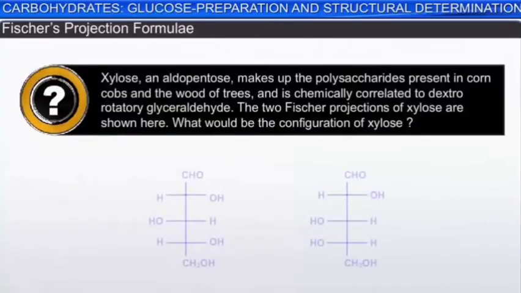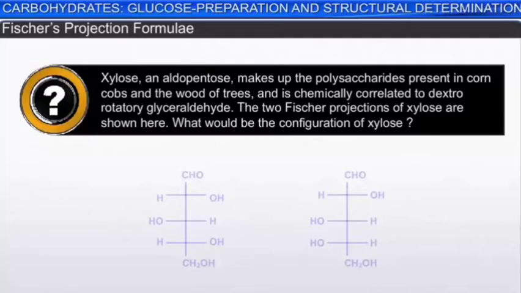Here is a problem for you to try. Xylose, an aldopentose, makes up the polysaccharides present in corn cobs and the wood of trees, and is chemically correlated to dextrorotatory glyceraldehyde. The two Fischer projections of xylose are shown here. What would be the configuration of xylose?